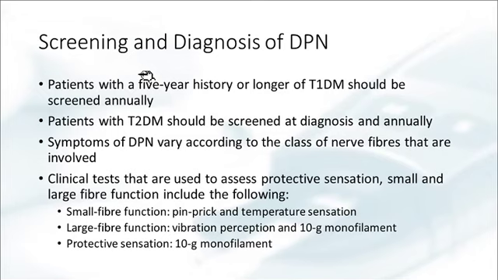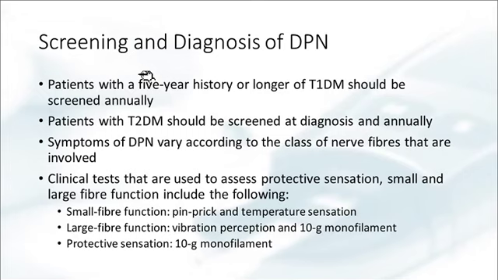In type 1 diabetic patients, you should only screen for peripheral neuropathy, similar to what we've discussed before, when they have a 5-year history or longer of type 1 diabetes. Comparatively, those patients with type 2 diabetes must be screened at the time of diagnosis and then annually.